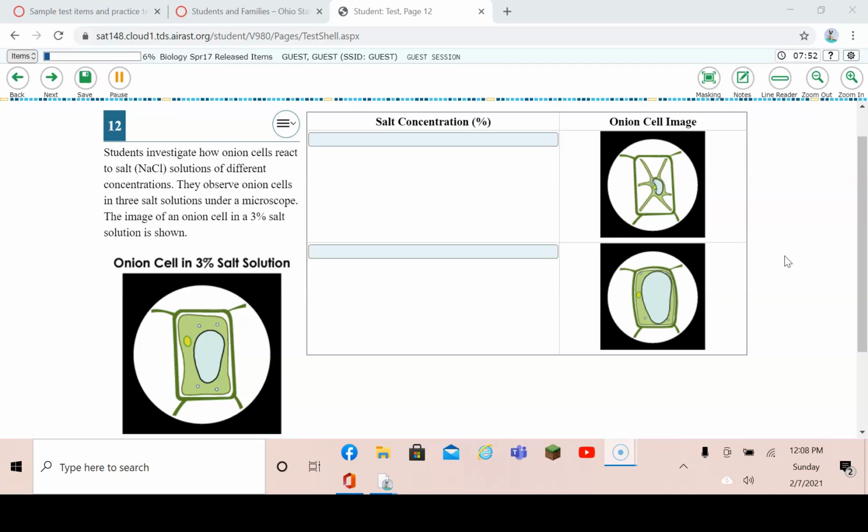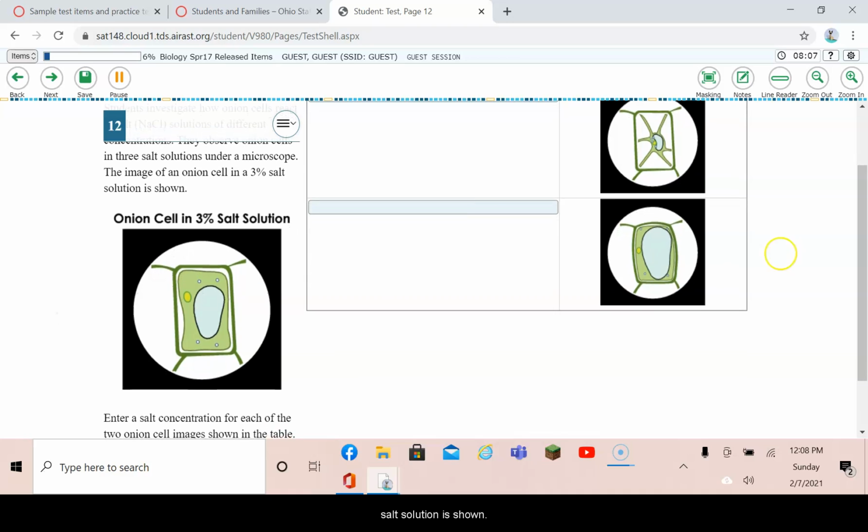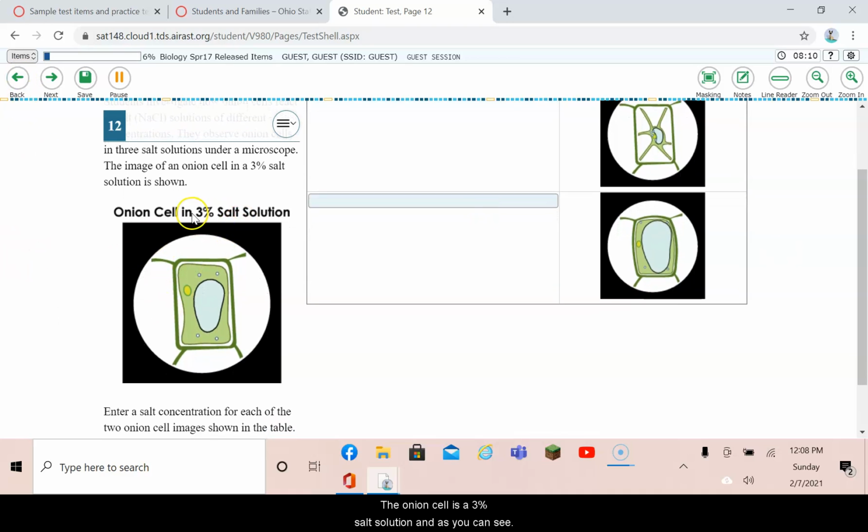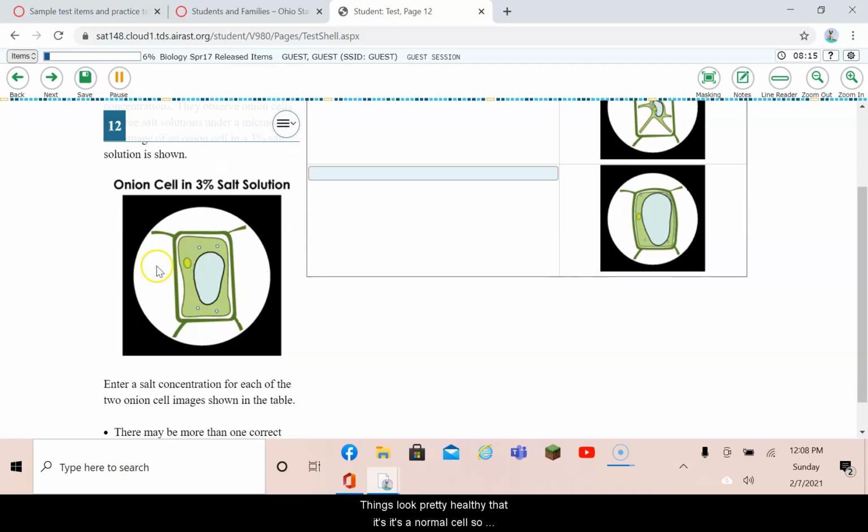Question number 12. Students investigate how onion cells react to salt solutions of different concentrations. They observe onion cells in 3 salt solutions under a microscope. The image of an onion cell in a 3% salt solution is shown. So the onion cell is in a 3% salt solution, and as you can see, things look pretty healthy, it's a normal cell. So that tells me when we have a 3% salt solution, we have 97% water on the outside and 97% water on the inside.